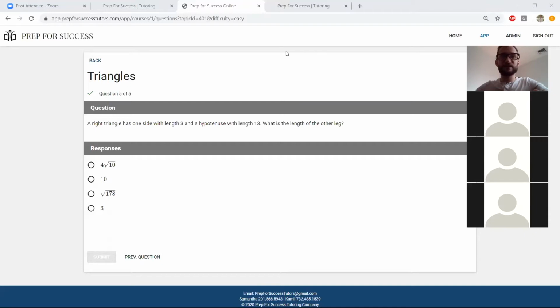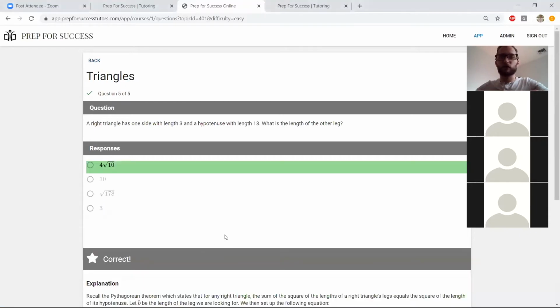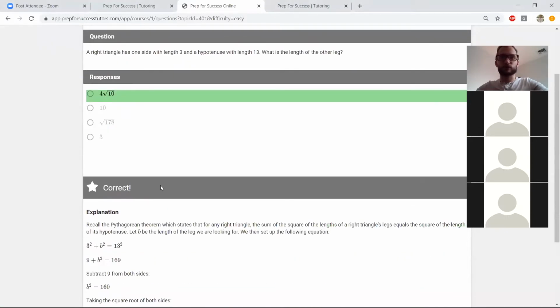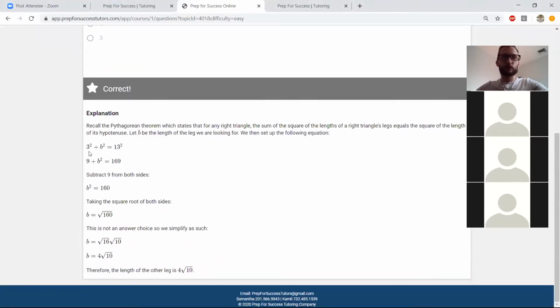Okay, so I got 15, and you guys all got that question correct. Very good. You guys know how to do Pythagorean theorem. That's what I wanted to see. A squared plus b squared equals c squared. So right here we do 3 squared plus b squared equals 13 squared. 9 plus b squared equals 169. You subtract 9 on both sides, you get b squared equals 160.